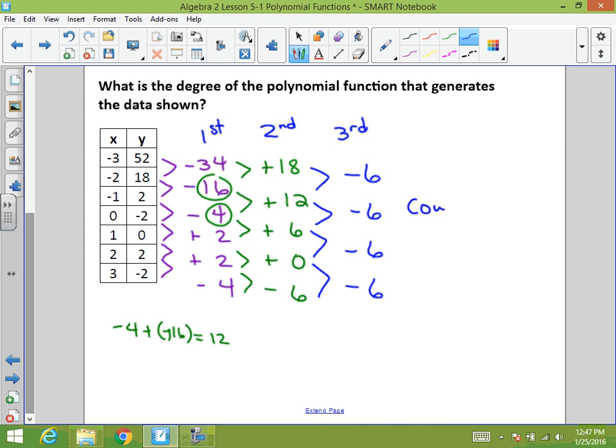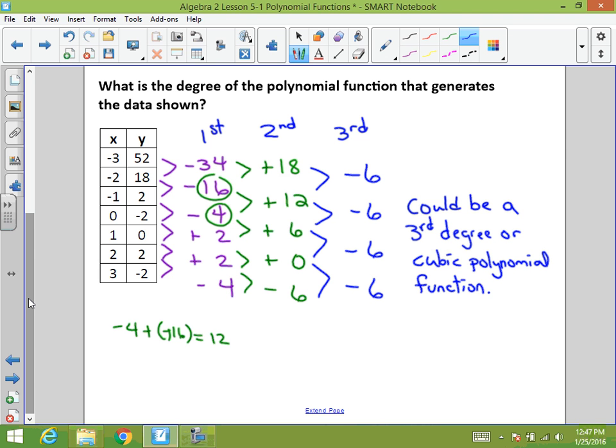Could be a third degree or cubic polynomial function. And here we have what polynomial functions are. This is the beginning of polynomial functions. We'll be doing an awful lot with polynomial functions as this chapter progresses.